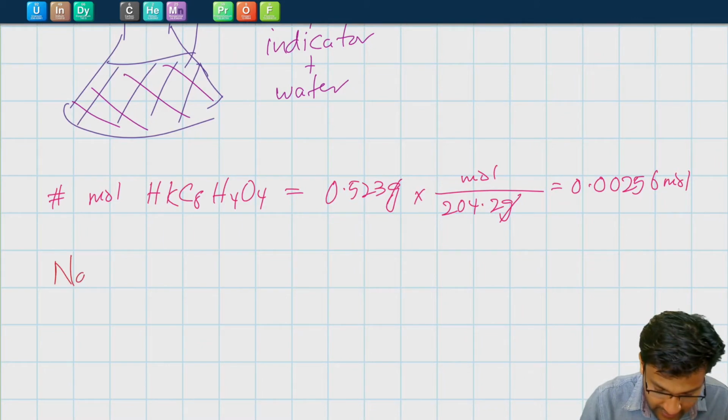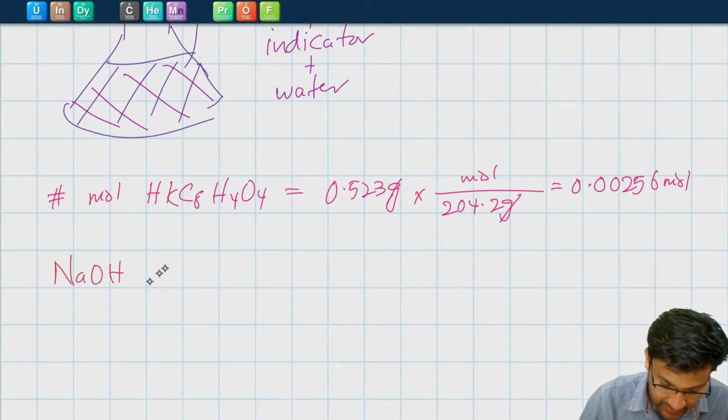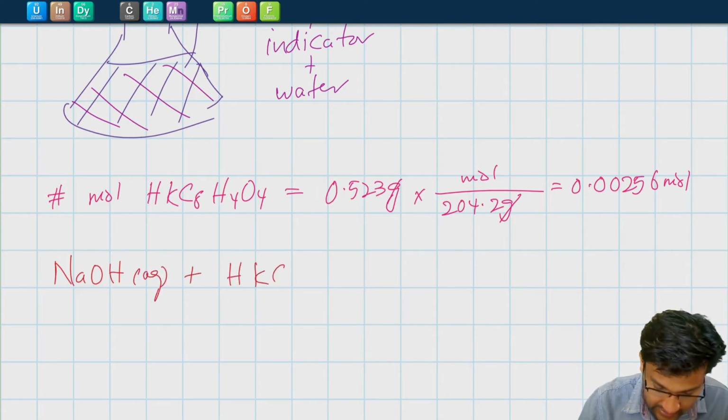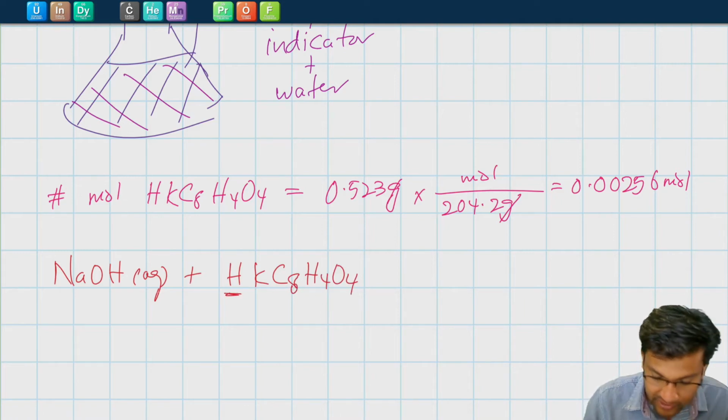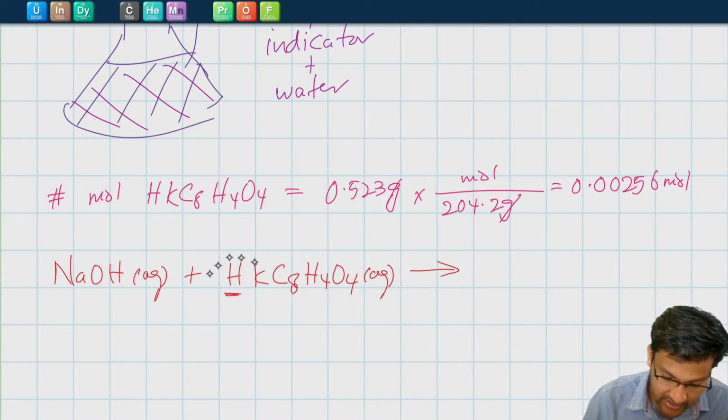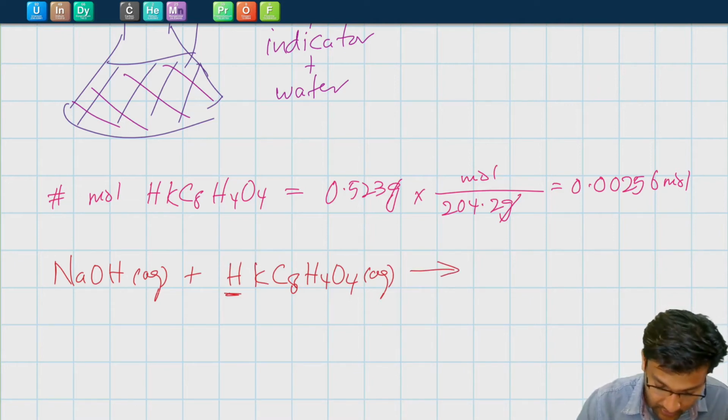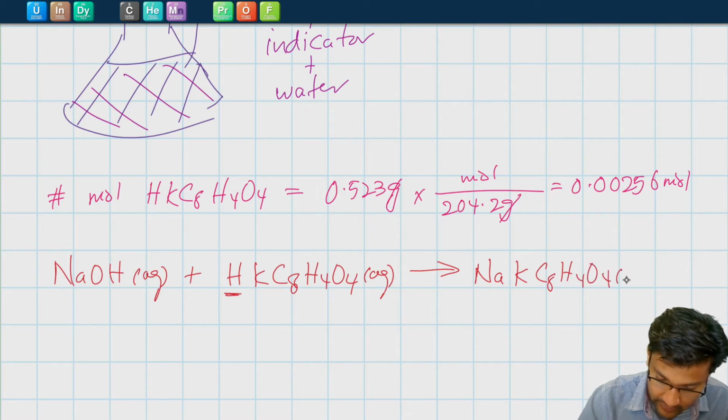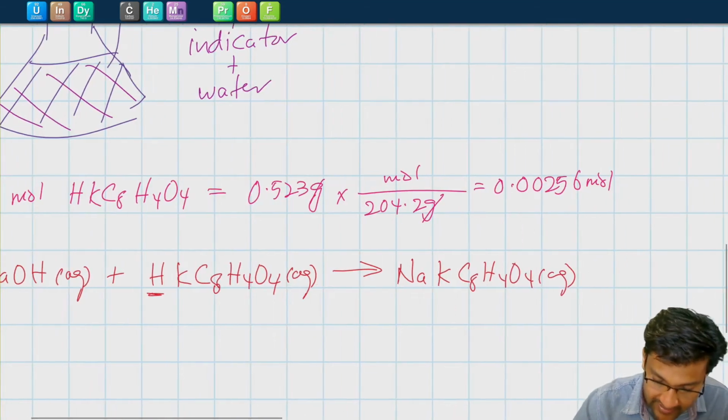Well, before we do that, let's look at the equation for the reaction of these two, this acid and this base. So we have NaOH plus the acid HKC8H4O4. It's a big thing. The first hydrogen over here is the acidic hydrogen, which means that's the H+ that this acid can donate. So the Na will swap with the H+ to give us NaKC8H4O4 aqueous, and that's the salt.